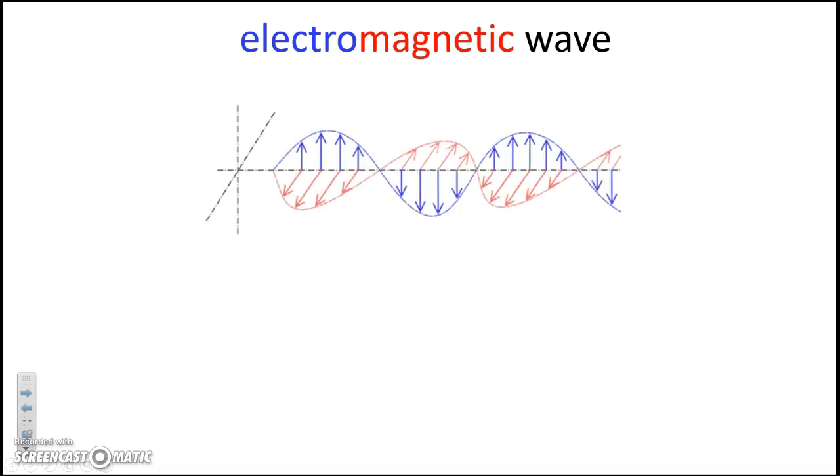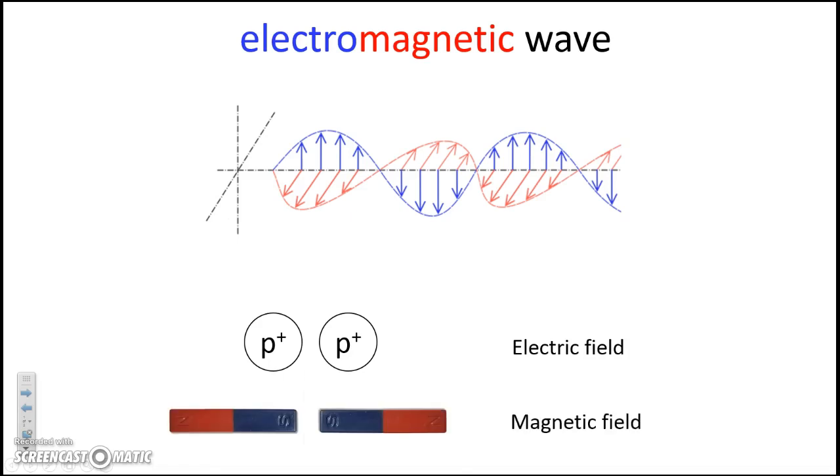The arrows represent disturbances or oscillations in the electric field, shown in blue, but also in the magnetic field, shown in red. So remember, the electric field is what protons use to push against each other. And the magnetic field is what magnets use to push against each other. So these fields permeate space, and when you get oscillations in the field strength that look like this, that's an electromagnetic wave.